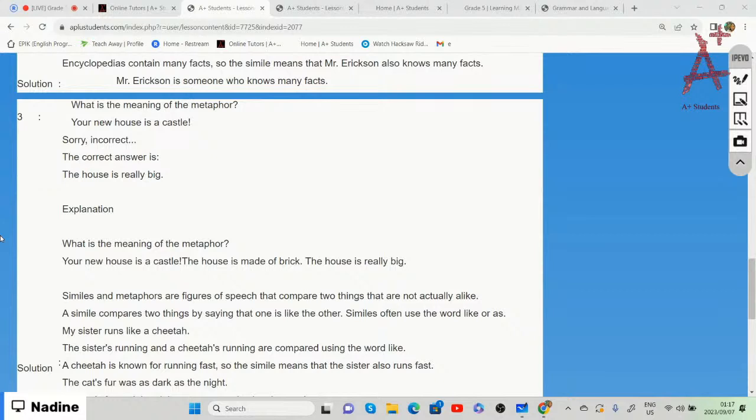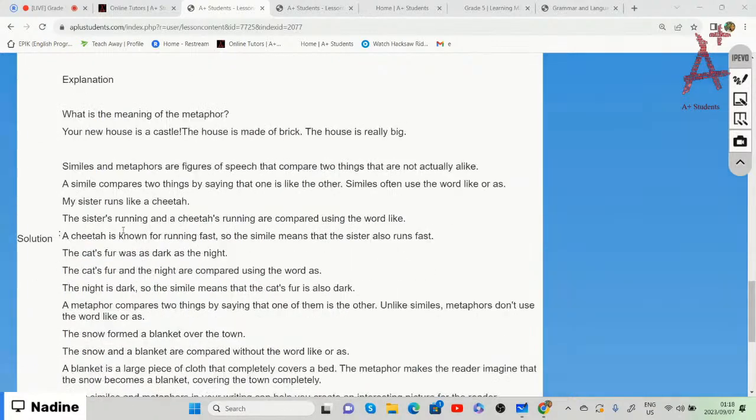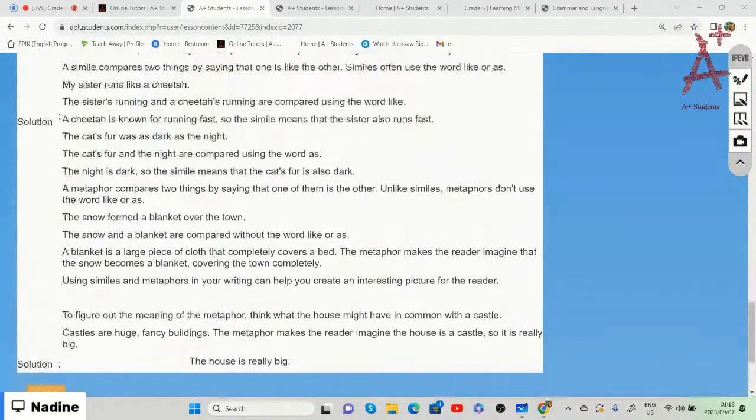So the metaphor, your new house is a castle, basically just means that the house is really big. The house is probably made of bricks, or sometimes it's even the shape, but it's not necessarily a castle. And that is why we call it a metaphor.